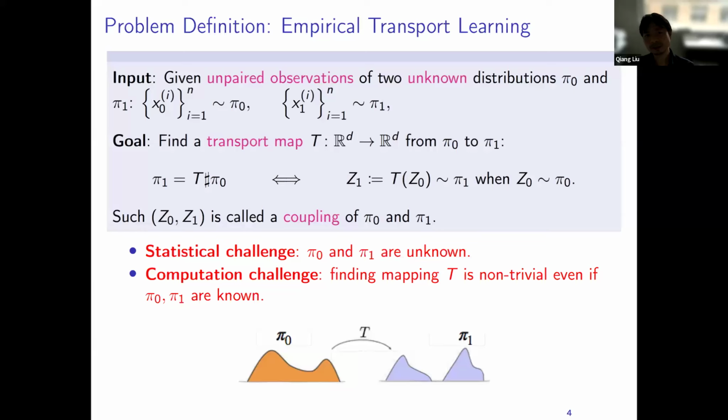But it's an interesting statistical problem because typically in statistics, we have one single unknown distribution, but here we have two distributions that are unknown. And another challenge is that even if you are given two distributions, pi0 and pi1, it's non-trivial to find a transport mapping between them if the distribution is high dimensional and continuous. This is related to optimal transport problems. It's computationally difficult. So it's really a combination of two problems, a statistical challenge and a computational challenge. A very interesting problem.